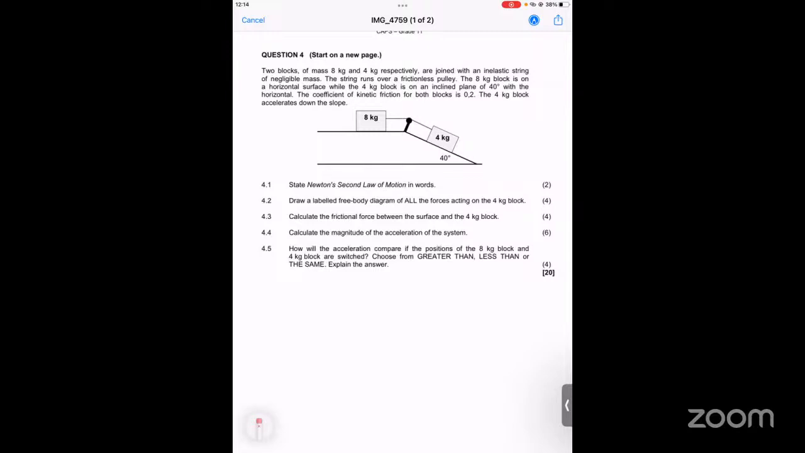I think I got it, sir. Okay, let's see. How have you worked it out? I would calculate the FG parallel. FG parallel. Okay, how did you calculate it?